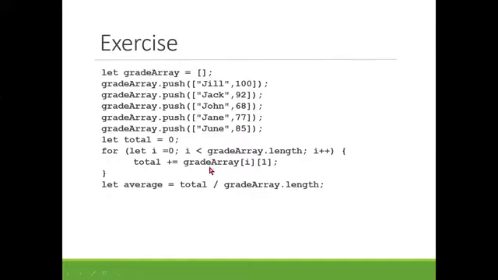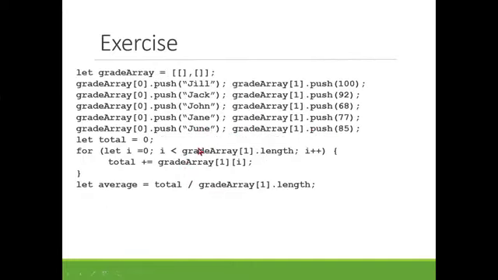Let's look at the other way to organize this. The other way is like this. And here we have grade array, and it's going to have 2 inner arrays. And we're pushing the names onto the first inner array, and we're pushing the grades onto the second inner array. Once we've done that, we need a loop to go over not all the rows, because there's only 2 rows, but all of the values in this second inner array.